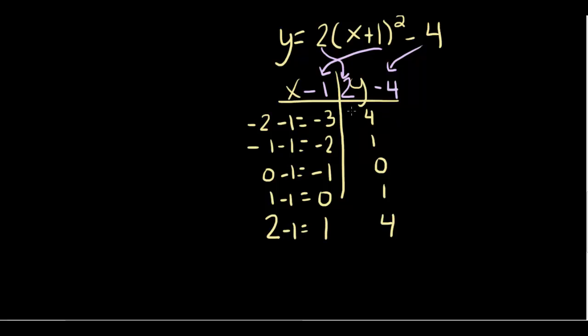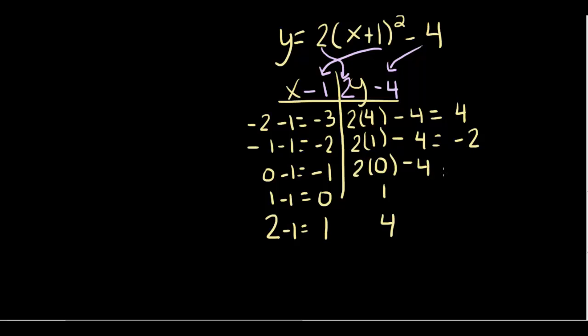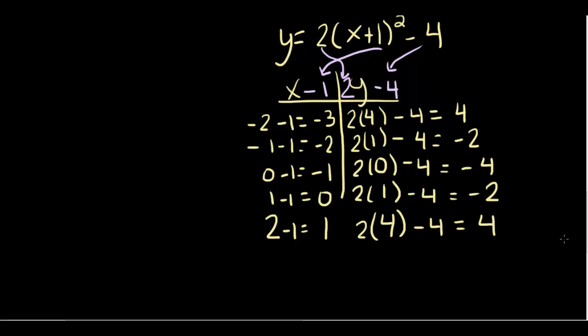Now let's take a look at the y. So we're going to multiply each one of these by 2 and then minus 4. So 2 times 4, 8, minus 4, 4. 2 times 1, 2, minus 4, negative 2. 2 times 0, 0, minus 4, negative 4. 2 times 1, 2, minus 4, negative 2. 2 times 4, 8, minus 4, 4. Okay, so let's go ahead and plot those points.